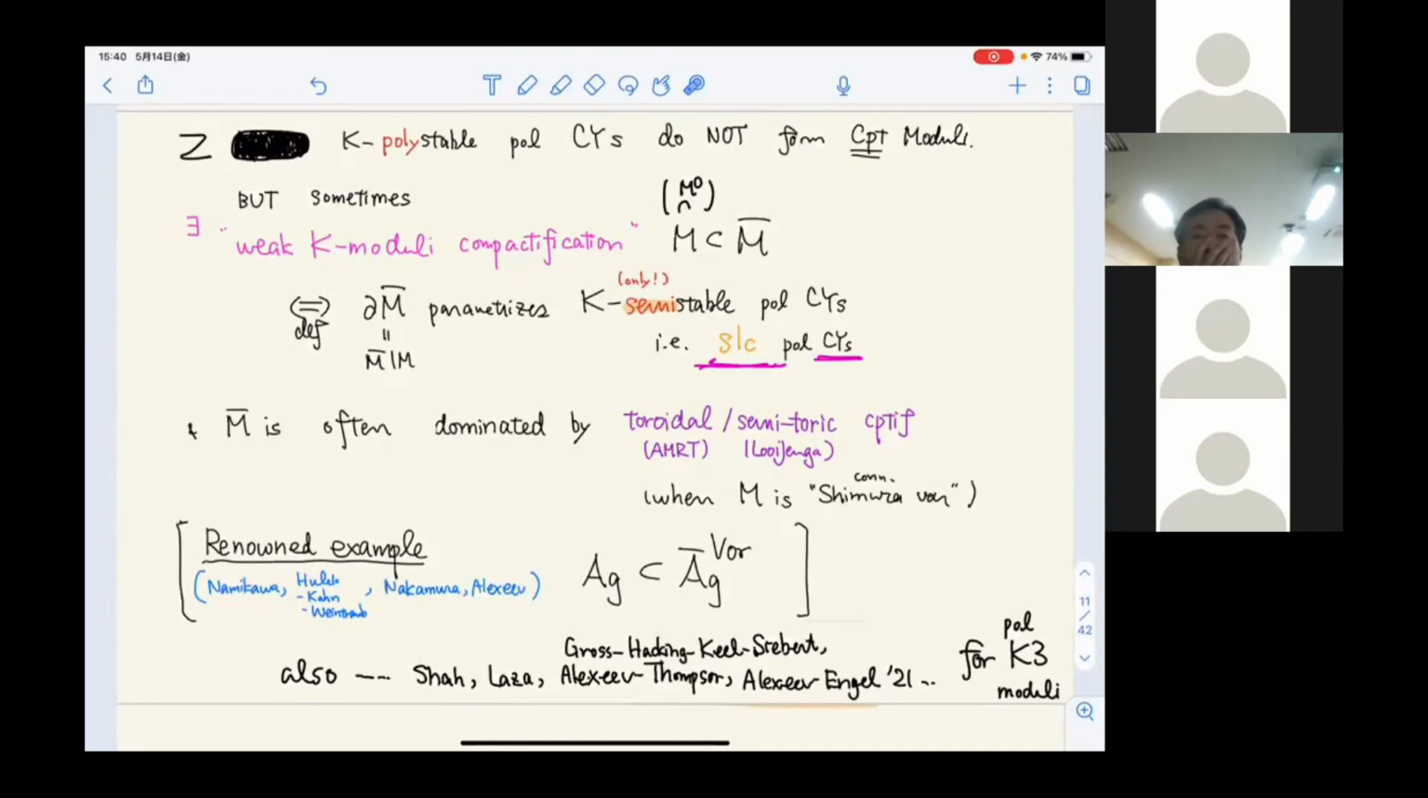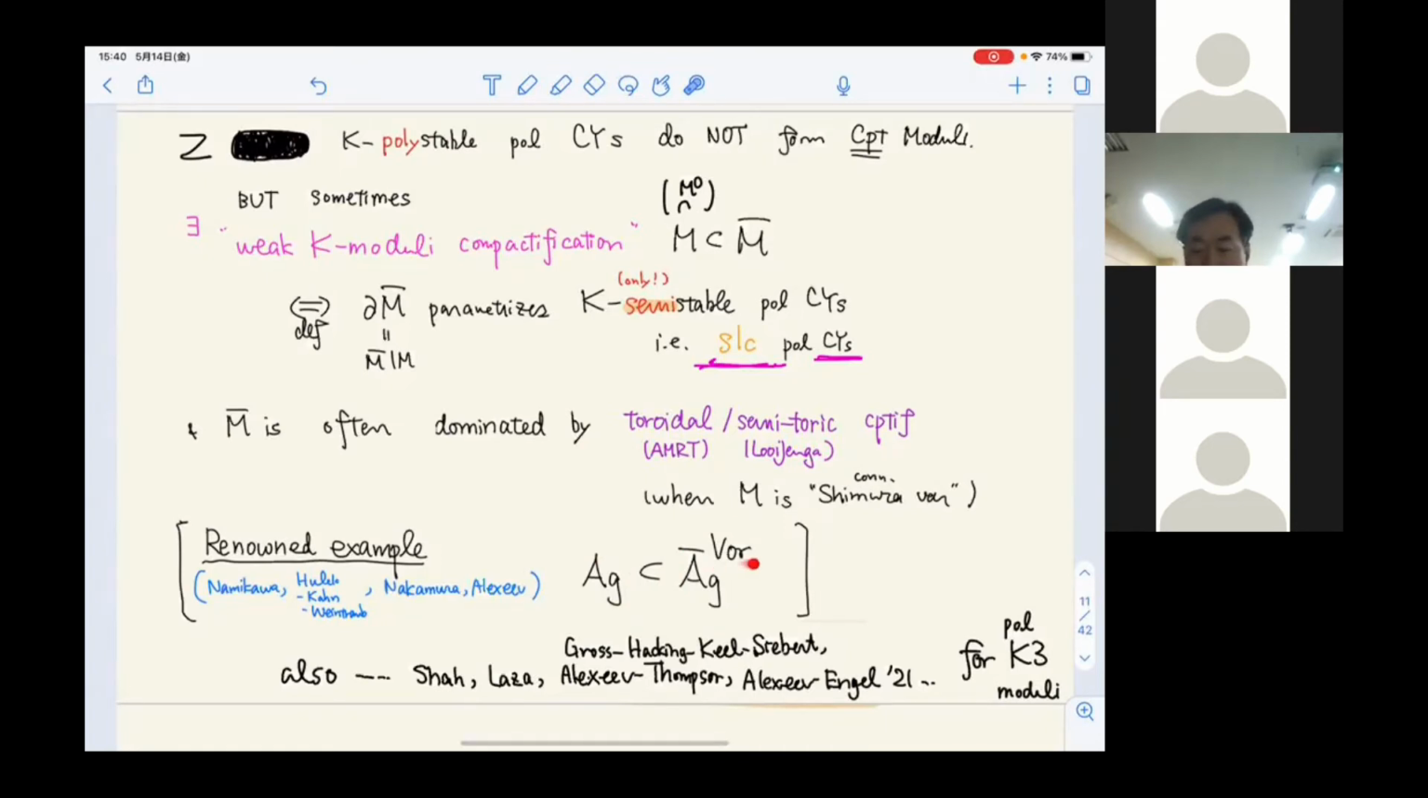So the renowned example, this A_g, by which I mean the moduli of principally polarized abelian varieties, the moduli of g-dimensional abelian varieties, is compactified to A_g Voronoi. It is an example of toroidal compactification, and this toroidal compactification is not unique. It's like in the toric case, we need some combinatorial data to specify which toroidal compactification.